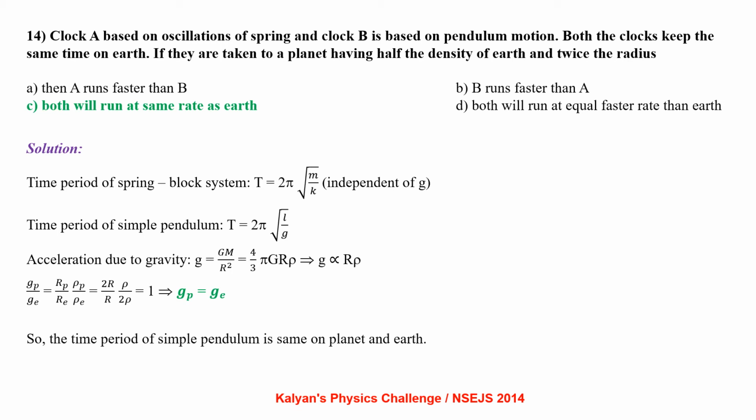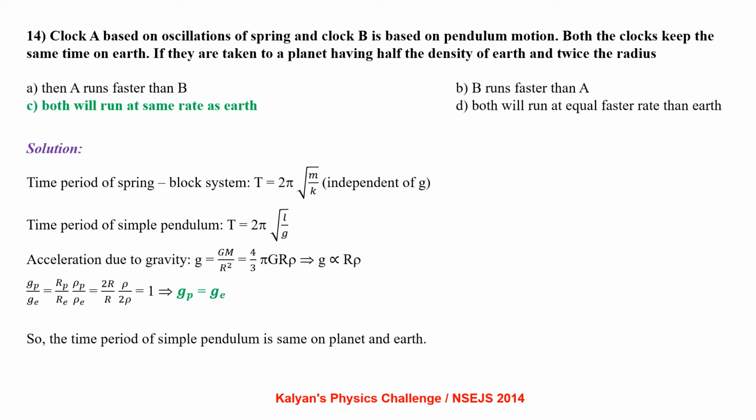Time period of a spring block system T equals 2 pi root m by k. It is independent of g. Time period of a simple pendulum T equals 2 pi root L by g. Acceleration due to gravity g equals GM by r square. In terms of density, it can be written as 4 by 3 pi G r rho. That implies g is proportional to r and rho.